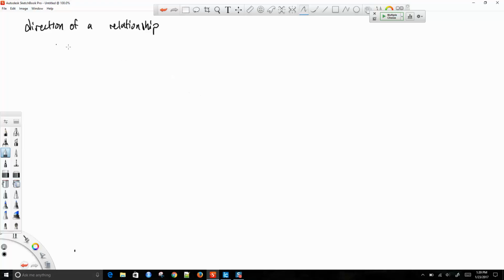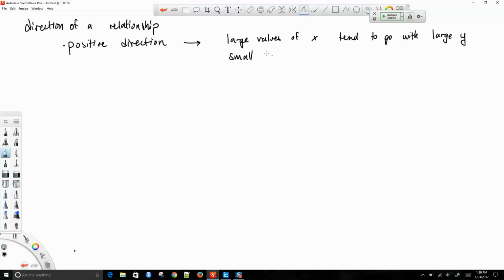Okay, so as far as the direction goes, we have positive direction. Positive direction means large values of x tend to go with large values of y. And small x tends to go with small y.